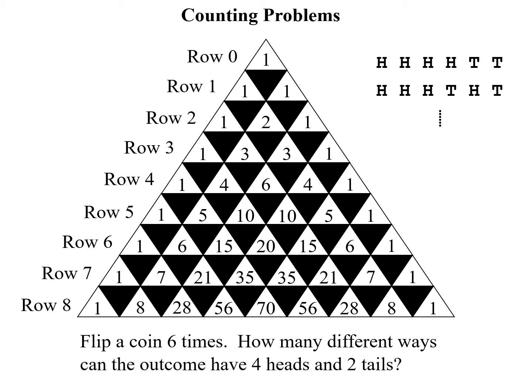Another way of doing this problem, look at the 6. That's how many times you're flipping the coin. Notice that 6 is 4 plus 2. So go to row 6 of Pascal's triangle. I'm in row 6. Look at the 4 and the 2 circled in green. Select one of those numbers, either the 4 or the 2. I'm going to go ahead and select the 4.